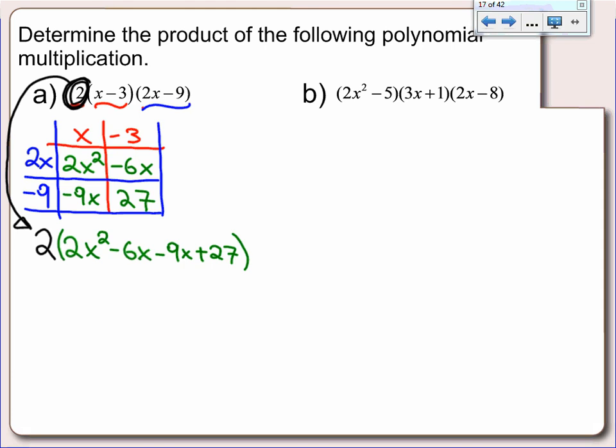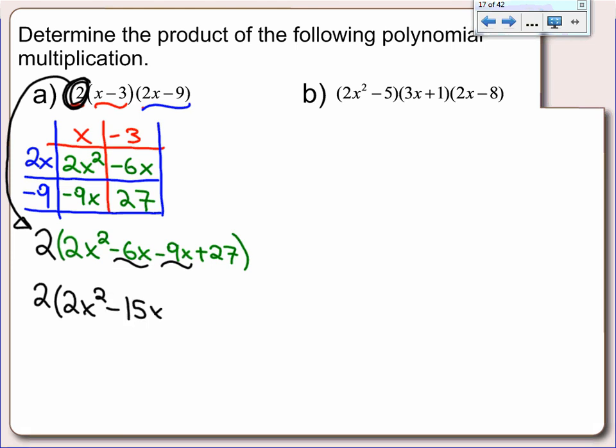But before we multiply that 2 into the brackets, I'm going to collect my like terms. Because remember, that's always your last step when you're multiplying polynomials together. And you see we have some x's there that can go together. So we have 2 times 2x squared. We have negative 15x's plus 27.